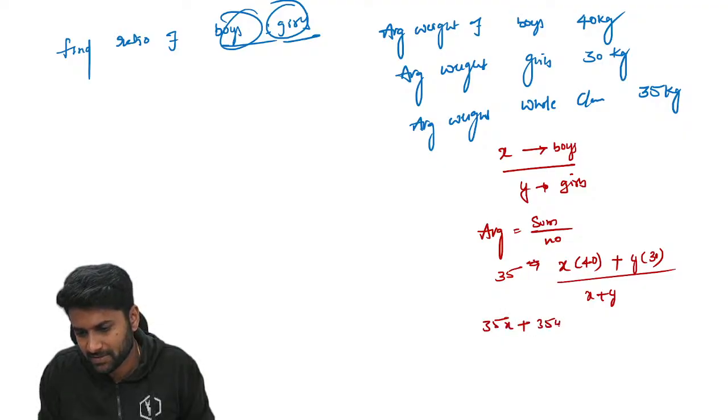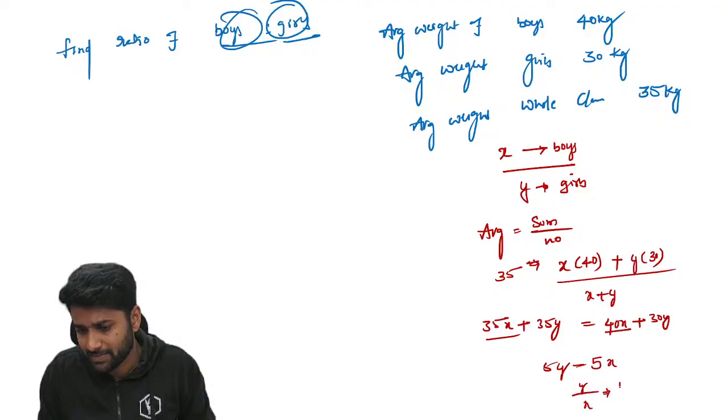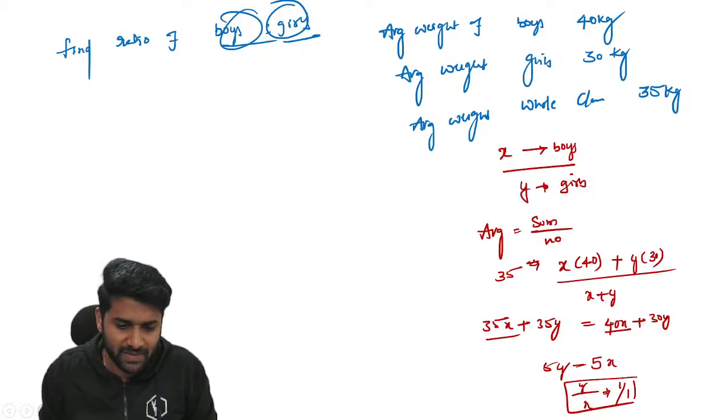35x plus 35y is equal to 40x plus 30y. Further simplification: 40x minus 35x, the resultant is 5x. 35y minus 30y, the difference is 5y. Then you will get the ratio of x by y is 1:1. Is it clear?